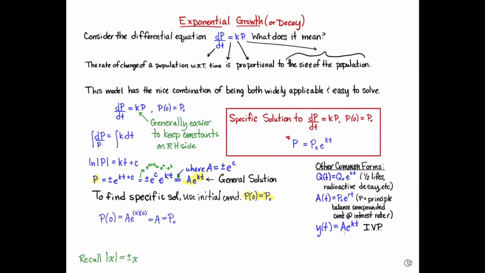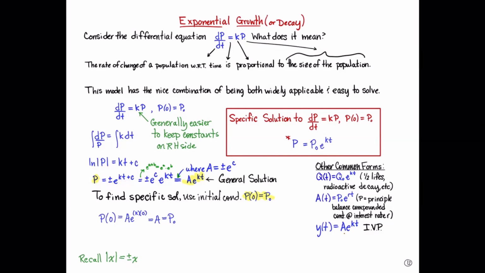Okay, so we have the absolute values. And if you think back, the absolute value of x is equal to plus or minus x. So anytime we're integrating, and this will be often when we're doing these separable differential equations, and we have these absolute value signs, then to get rid of them, we have to balance it by putting a plus or minus on the other side of the equal sign. So P is equal to plus or minus e to the kt plus c.